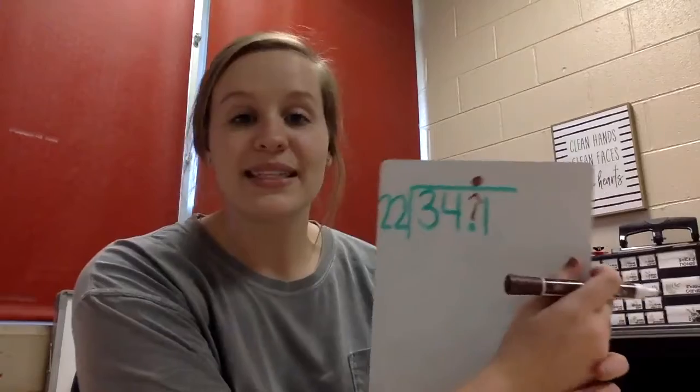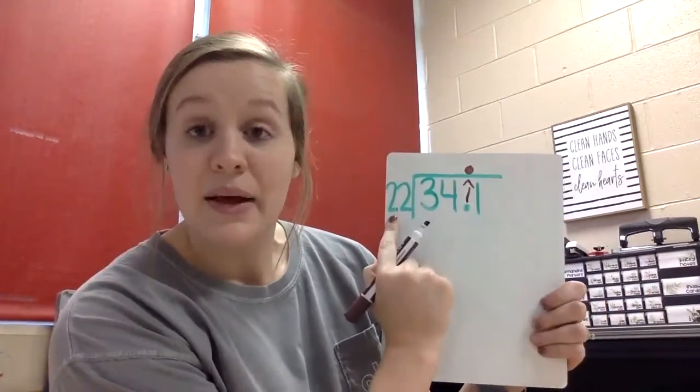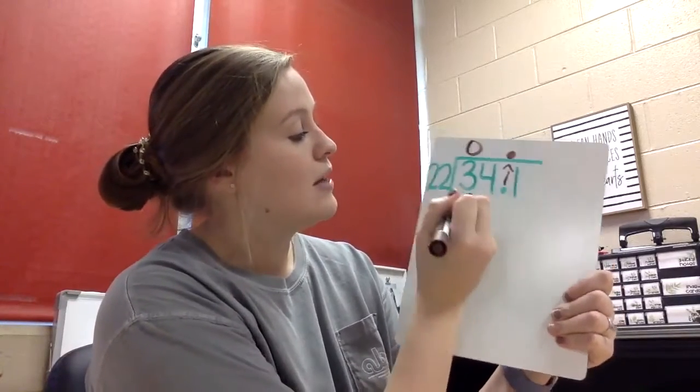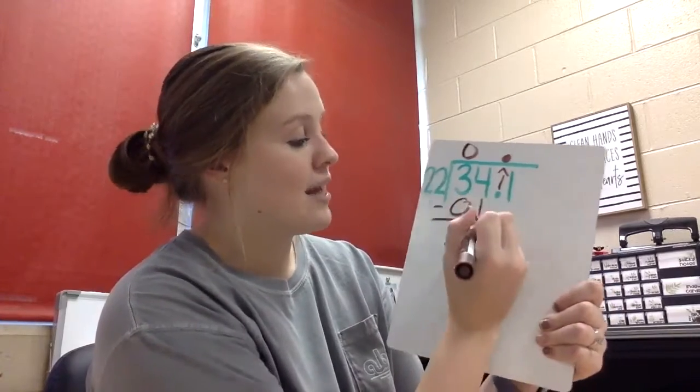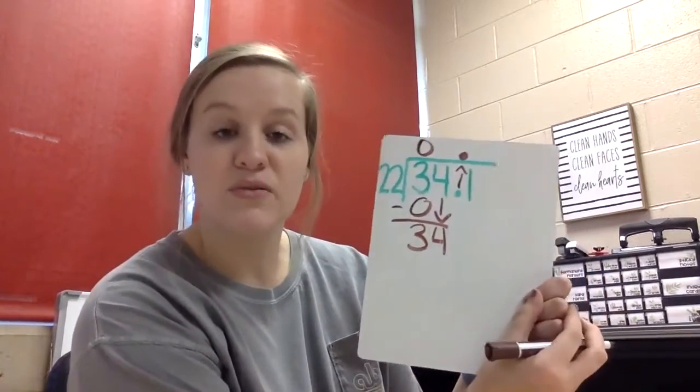Hey guys, welcome back. So we are going to start by saying 3 divided by 22. We can't do that, right? So we put a 0 up top. We multiply. 0 times 22 is 0. We subtract. 3 minus 0 is 3. And we bring down our next number, which is 4.